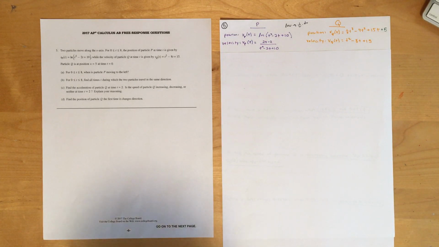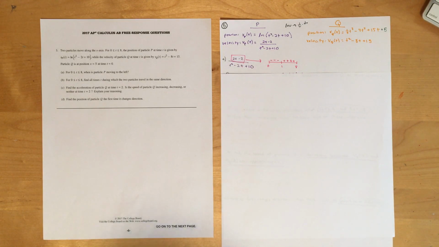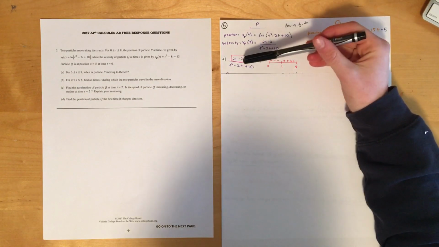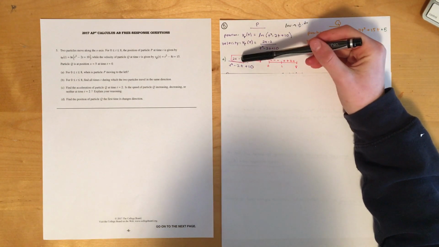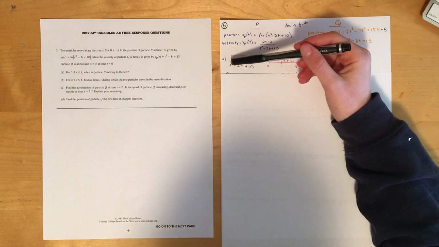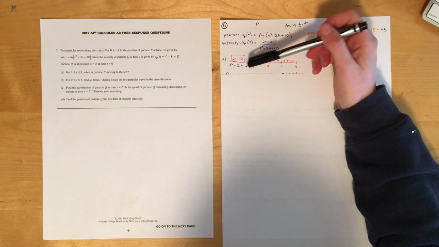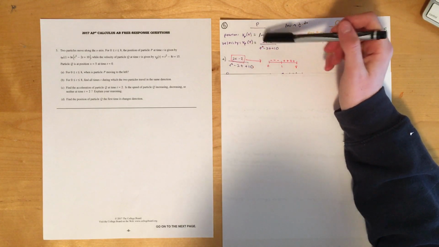Alright, so part A asks, for the interval given, when is particle p moving to the left? When particle p is moving to the left, that means the velocity is negative. So you take this and find where 2t minus 2 is negative or positive. Originally you would do both, but t squared minus 2t plus 10 is never negative; it's always positive in the interval given.